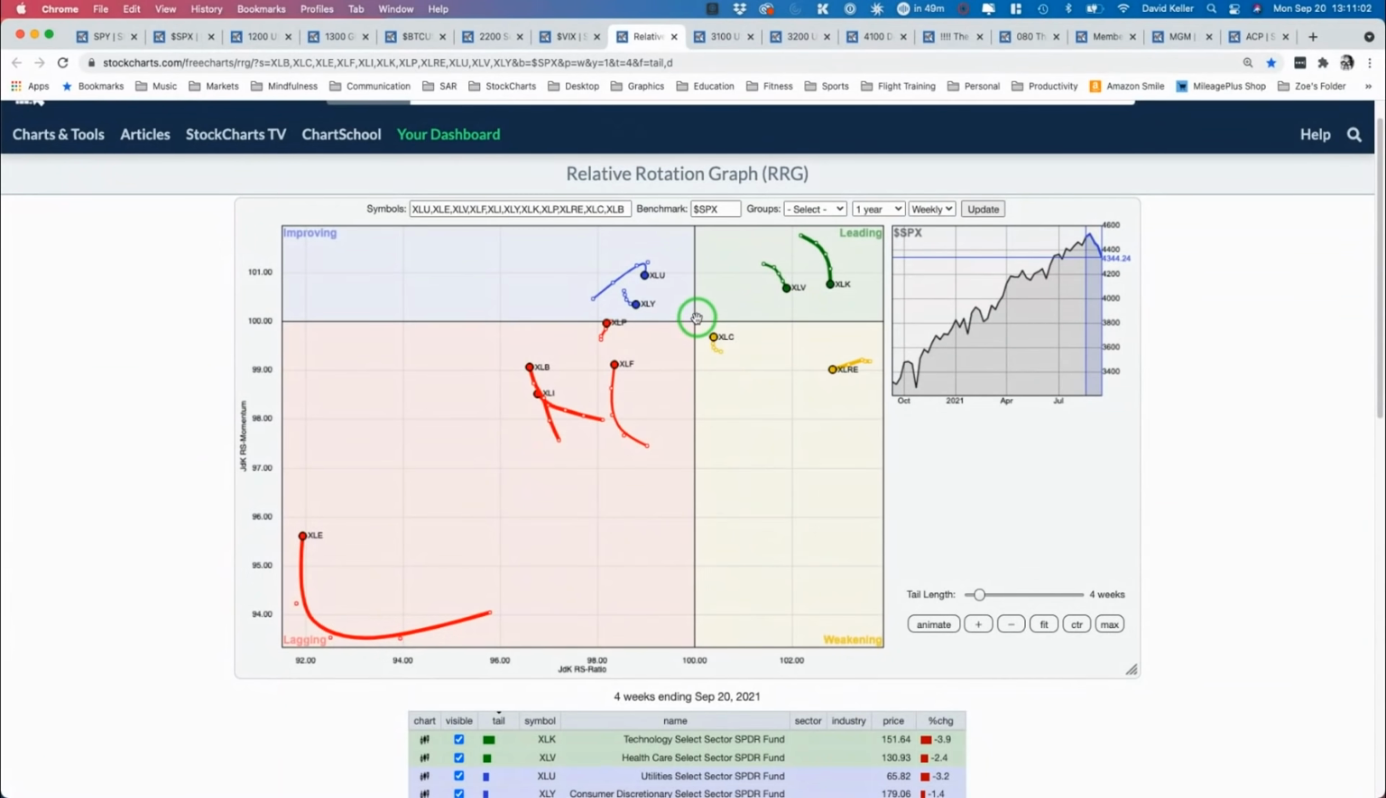If you don't understand this visualization, we don't have enough time really to go into the details here, but look up Julius de Kempener's show called Sector Spotlight. He does a great job of describing this methodology in a little more detail. But what we're seeing, where are the pockets of strength? Well, the strongest sectors are the ones furthest to the right. This is using weekly data, so it's a little more of a longer term look.